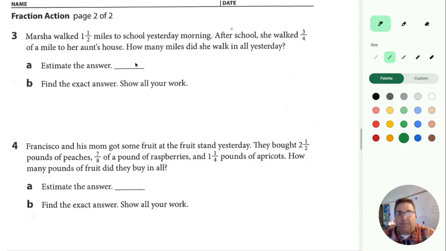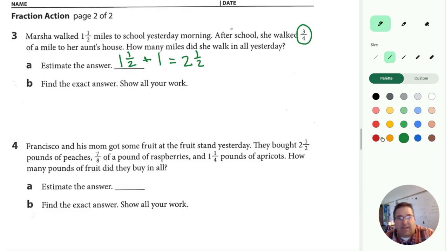So 1.5, I'm going to leave as 1.5. Because I can either say just 1, 1.5, or 2. But I'll leave 1.5 as 1.5. And then how about 3/4? Well, 3/4 is more than a half, so if it's more than a half, I'm going to say it's a little closer to another whole. So I'm going to say it's about 1.5 plus 1. So my estimate is going to be about 2.5 miles. Okay, that's my estimate. And again, my benchmarks are either 0, half, or whole, and then whatever the whole number is if it's a mixed number.